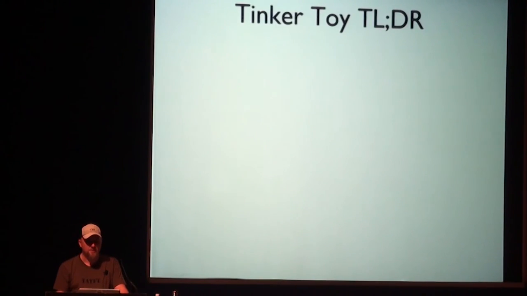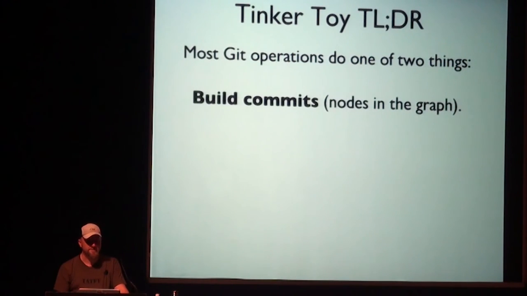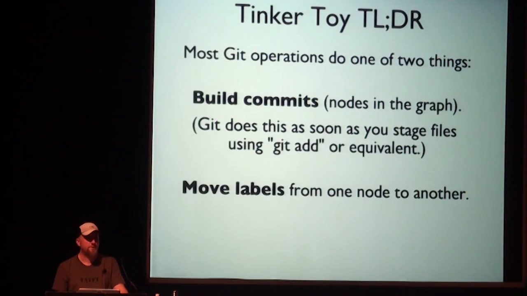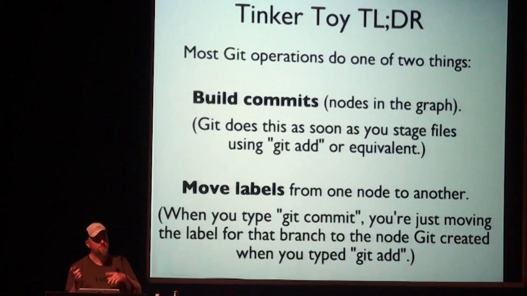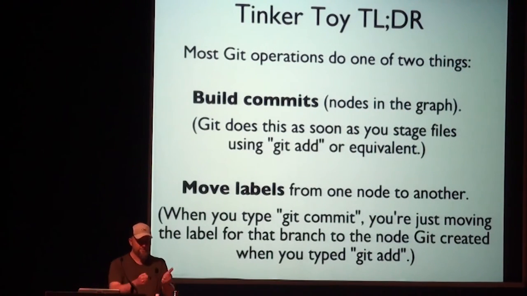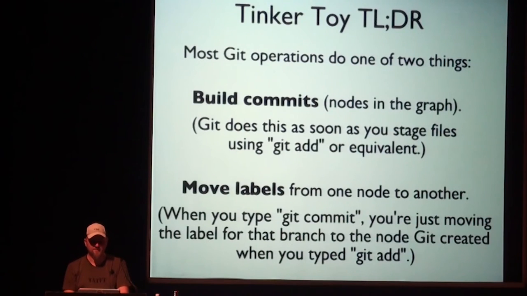It's great fun. The short version of that is that most Git operations do one of two things. They either add a node to the graph, or they move a label around from one node to another node. And when I say label, going back to the Tinker Toy thing, he's got these structures that he makes out of Tinker Toys, and then these 3x5 index cards labeled like master and feature branch. As they type commands to make new commits in the graph, he takes these labels that are on popsicle sticks and takes them off of one node and puts them on another node, and that's the effect of doing git merge or git rebase or whatever.